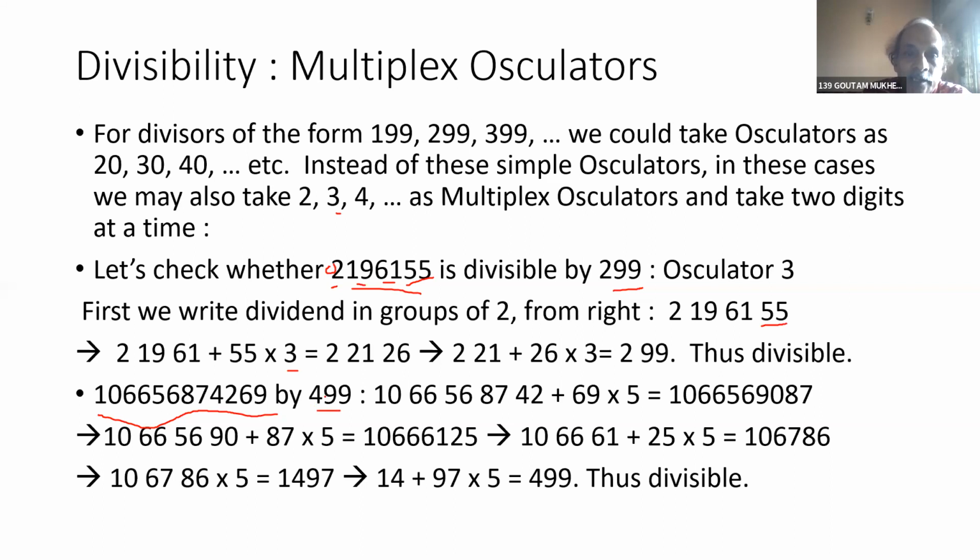Dividing by 499, here what is my oscillator? It is 5, because it is 500 minus 1. Earlier we were doing it for 10 minus 1. So my second order oscillator is 5. I again group by 2. The whole number I group into 2s from the right. Another step could have been done to group by 2 this way.